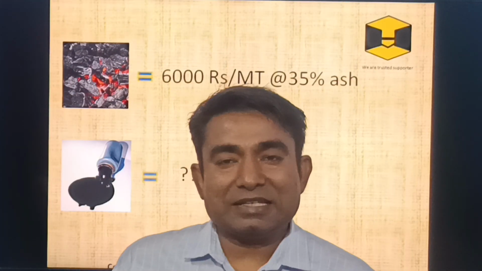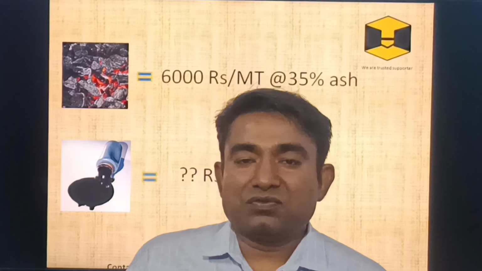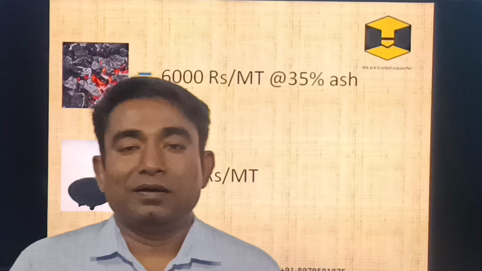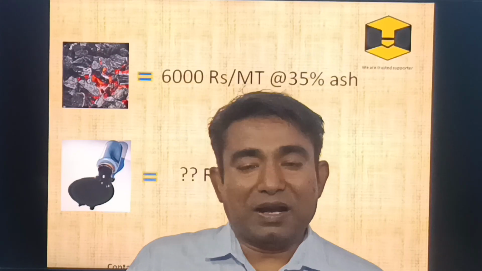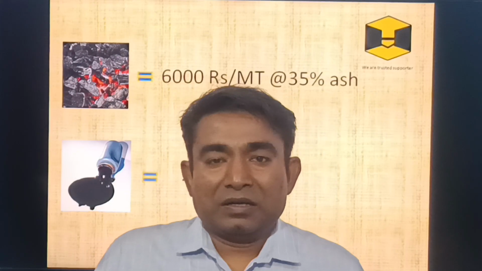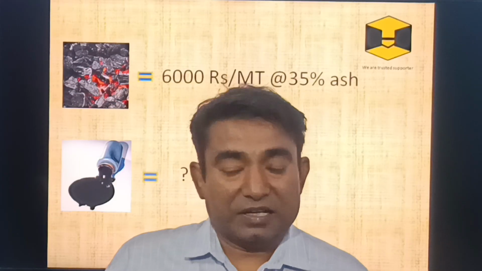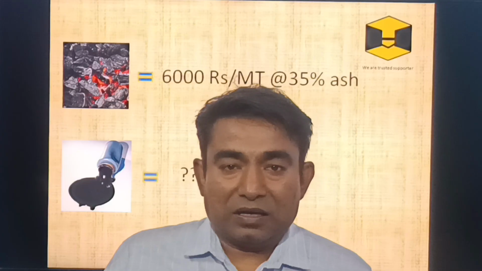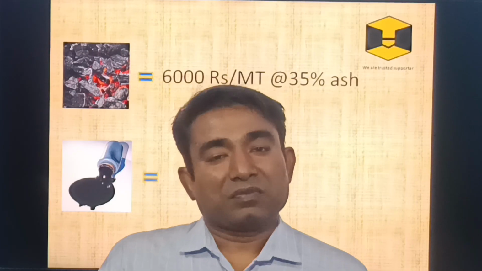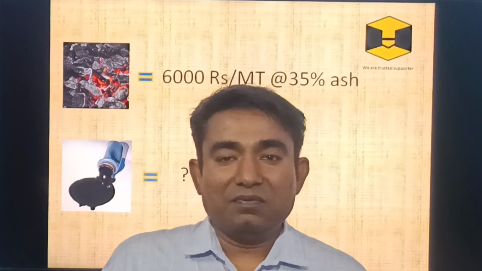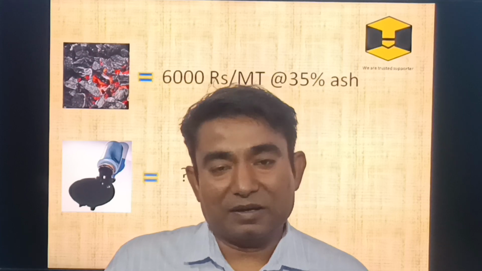Friends, if you have seen, coal price is usually in the range of 6,000 to 6,500 per metric ton, having ash content of 35%. But what is the cost value of black liquor solid? People think that black liquor solid is free energy, and if the contribution from the black liquor solid is more, coal consumption is less. I am fairly agree with this.